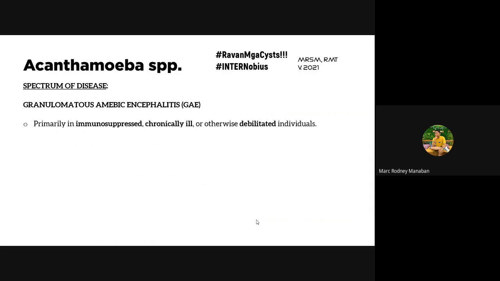So that's the first difference from PAM. Your PAM is not only affecting immunocompromised individuals. Because in PAM, even if you're healthy and your immune system is working well, once the Naegleria fowleri enters your brain, it can really lead to PAM. Even if your immune system is intact and you're living healthy. Okay, that's why your Naegleria fowleri is considered to be a true pathogen.